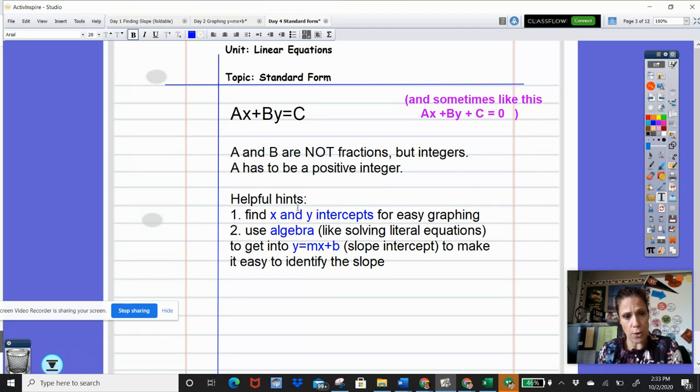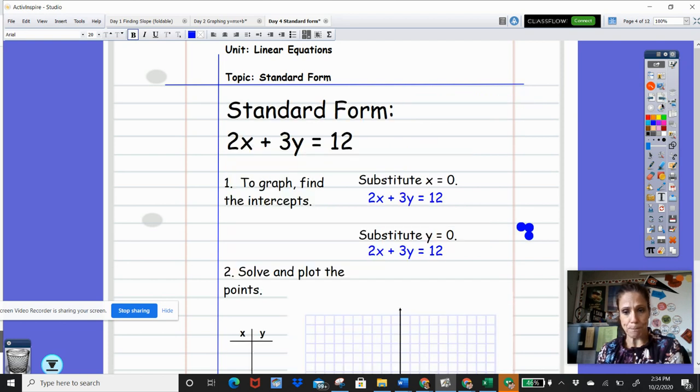Helpful hints. If your equation is given in standard form, it's usually easier to graph the x and y intercepts. Or you can use algebra. A lot of kids use algebra and change it back into the slope-intercept form, or the y equals mx plus b form, and they do it that way. But it kind of depends on what all the numbers are. So we're going to do a couple examples here.